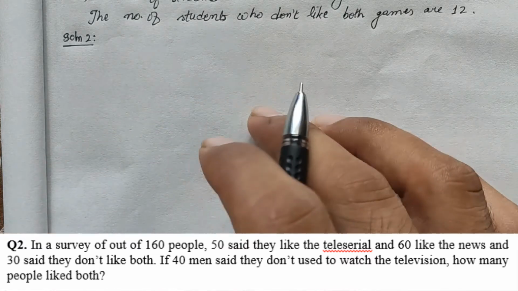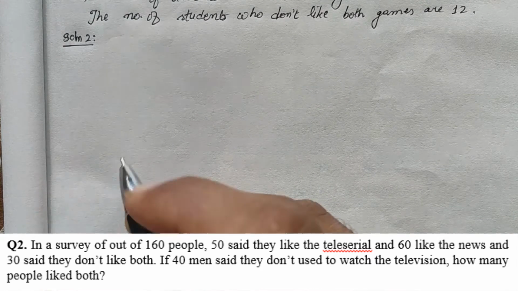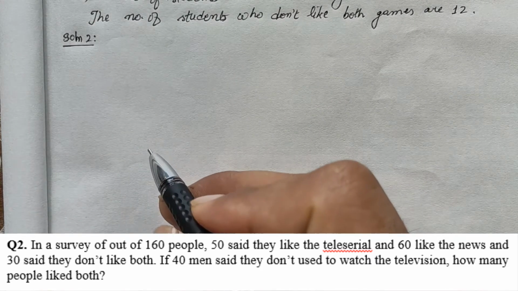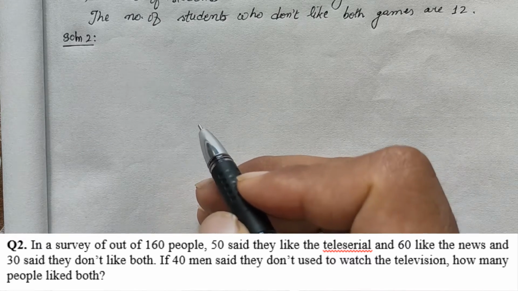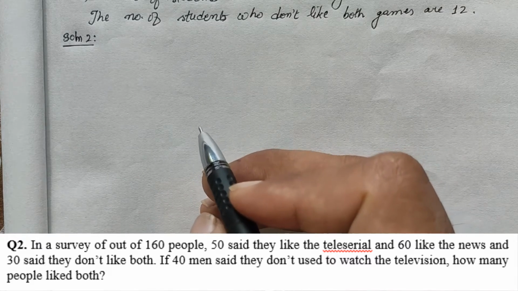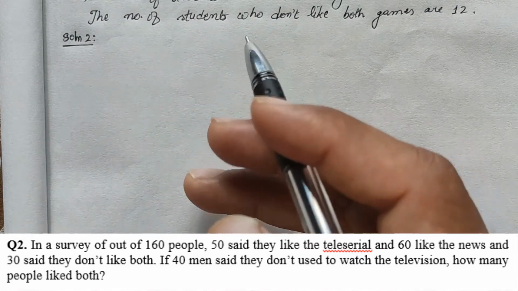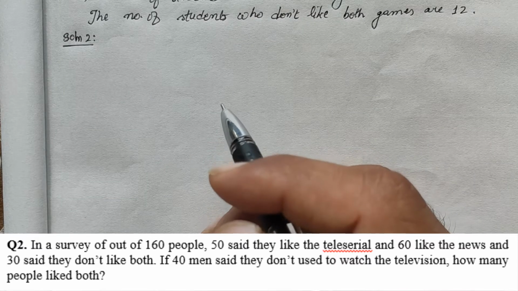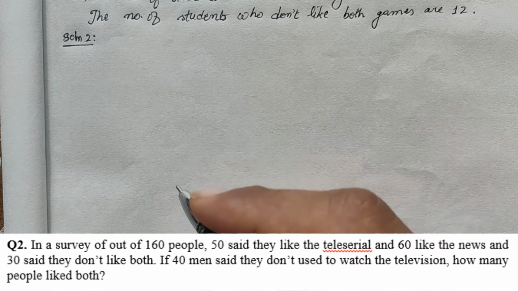Just read the whole question, then only decide whether it is NU or not. 50 like teleserial, all of you know about the teleserial, and 60 like news. 30 said they don't like both, which means the complement is given, and 40 men said they don't watch television.